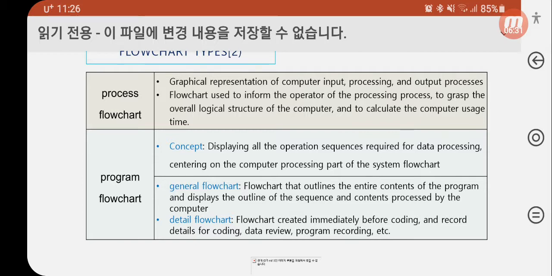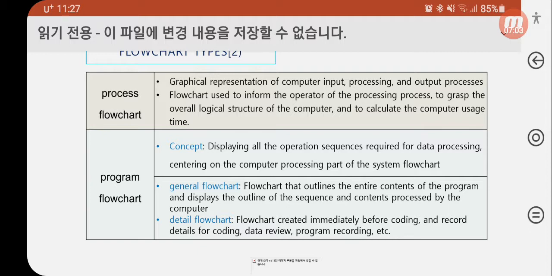Next type is a process flowchart. This flowchart is a graphical representation of computer input, processing, and output processes. It is used to inform the operator of the processing process, to grasp the overall logical structure of the computer, and to calculate the computer usage time.